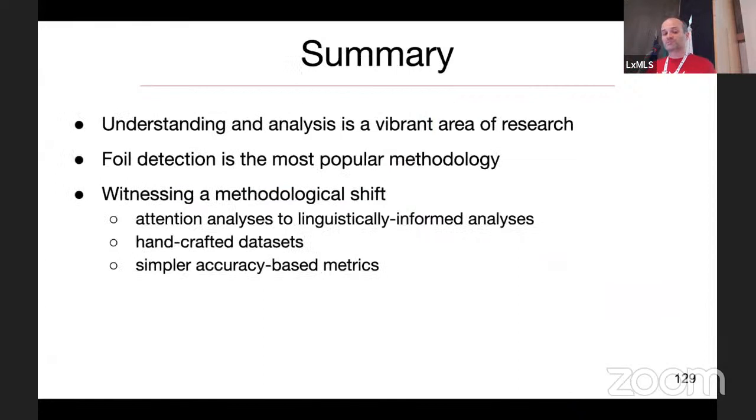And so we can see that while there's been a huge focus on task-based performance, there's actually a vibrant area of research coming out now on understanding how these models work beyond scores. And foil detection keeps coming up in this area. It's such a simple framework to collect this data. And we could also do this based on linguistic understandings and analyses of what we want to probe for. And I think we're also witnessing a kind of methodological shift going from attention-based analyses to more linguistically informed or skill-based analyses. In other words, things we'd like to see in our vision and language models.